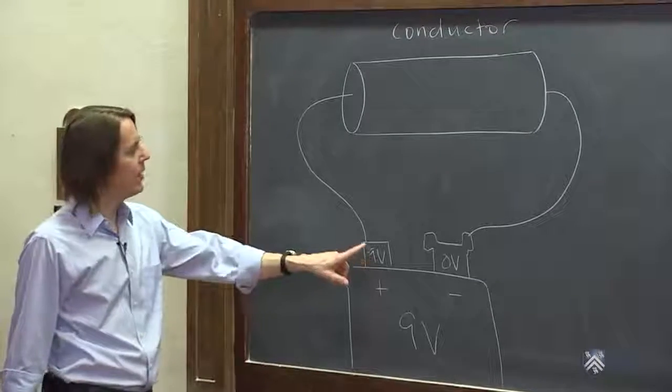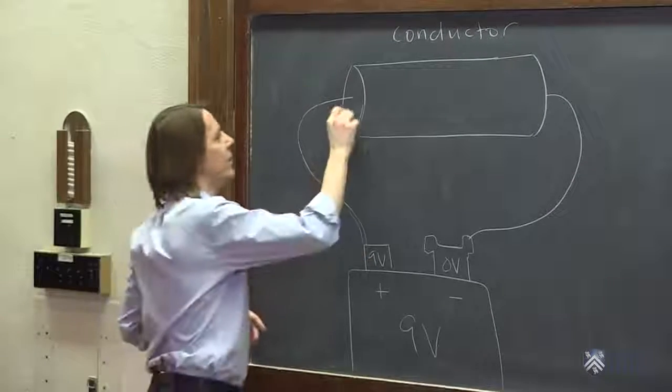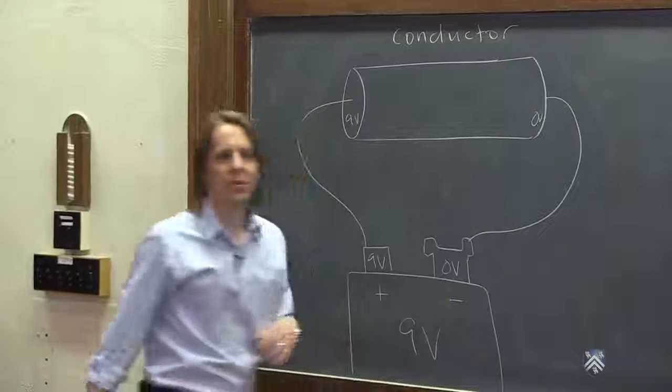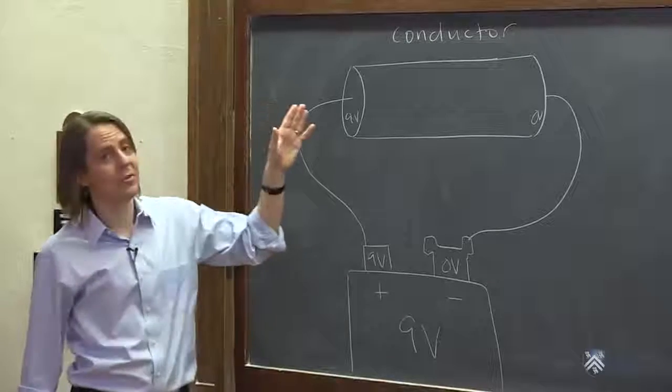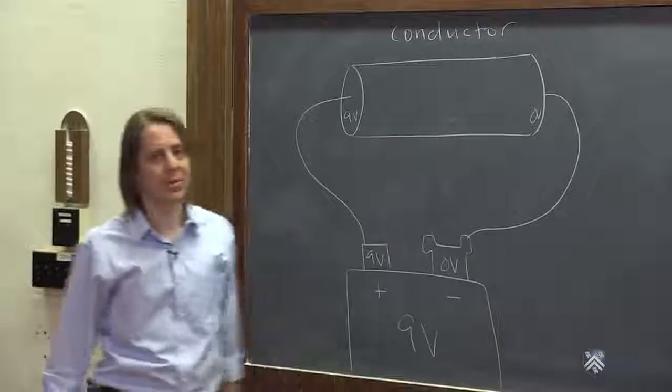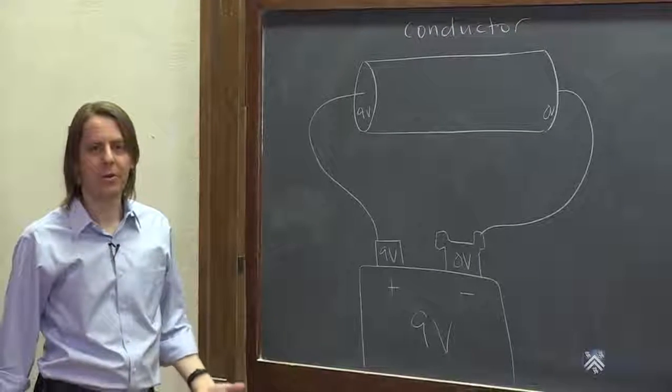Okay. So now this 9 volts is being applied here. We could say this is 9 volts. And this 0 volts is being applied here. The other end's at 0 volts. So now we have a potential difference across the conductor. This is at high potential and this is at low potential. And that's what makes the current flow.